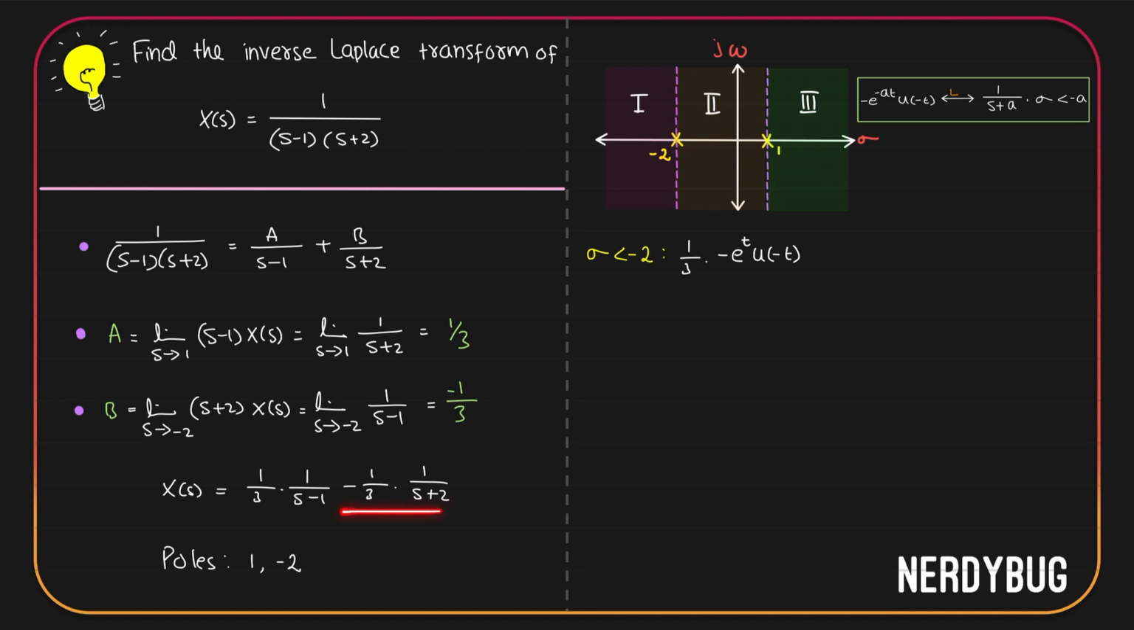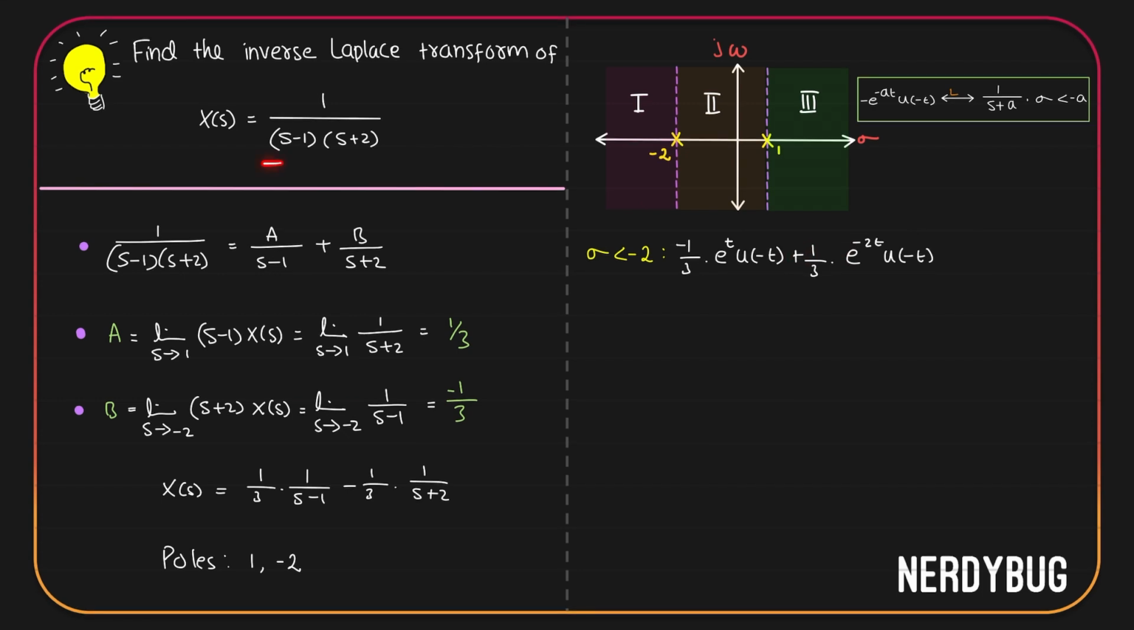The next component signal is minus 1 by 3, 1 by s plus 2. So minus 1 by 3 multiplied by, compare 1 by s plus 2 with 1 by s plus a. A here is 2. So substituting a equal to 2 here, we can get its inverse Laplace transform. It is minus e raised to minus 2t u of minus t. We have minus and minus, it will become plus.